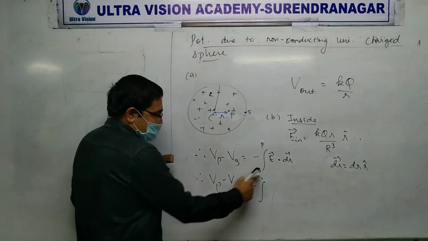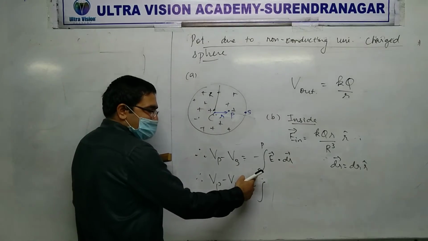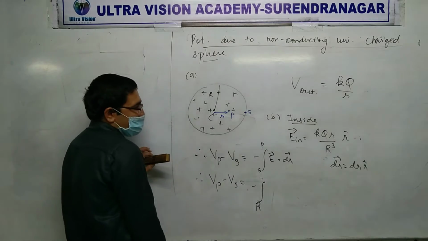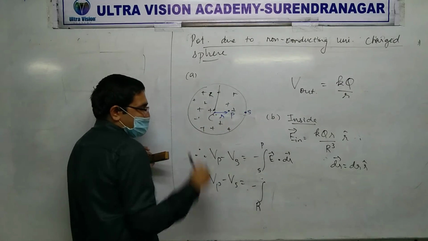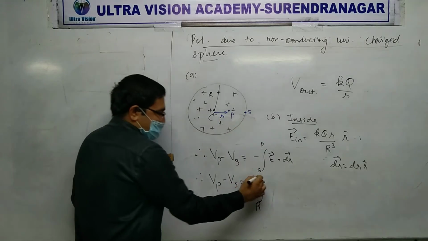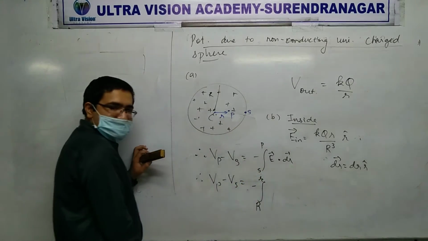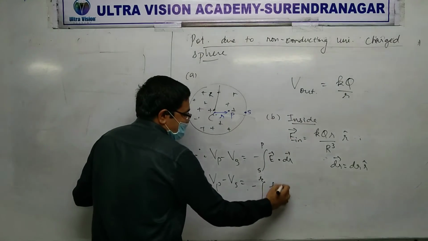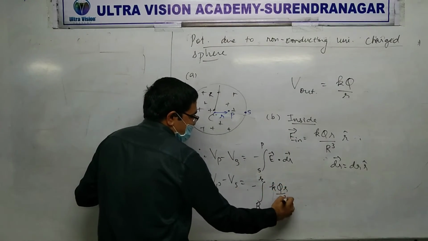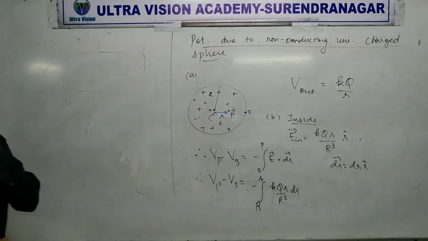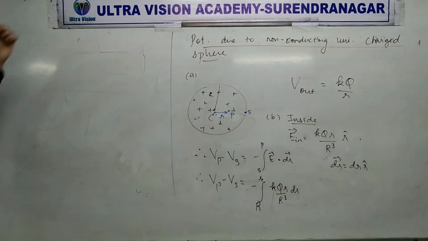So do you realize that where S is, we will have to write capital R? Clear or not? Why? Because S is at a distance of capital R from the center. But P is at smaller r, so there we will write smaller r. Understood? E vector dot this: KQ r by capital R cube, r hat dot r hat is 1, and only dr will remain.